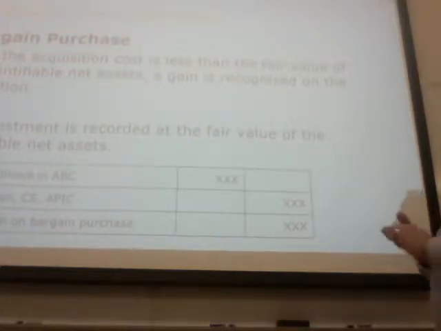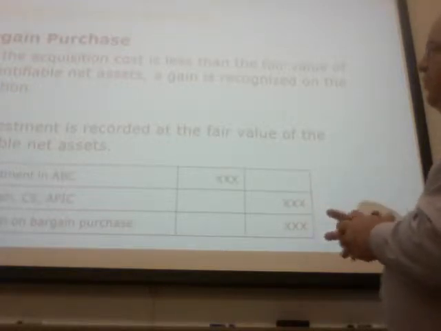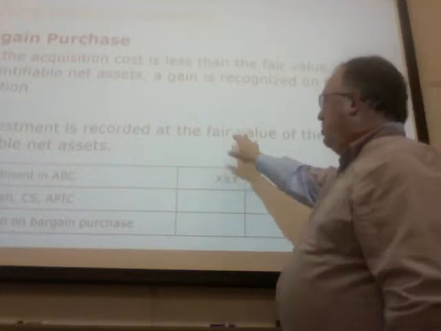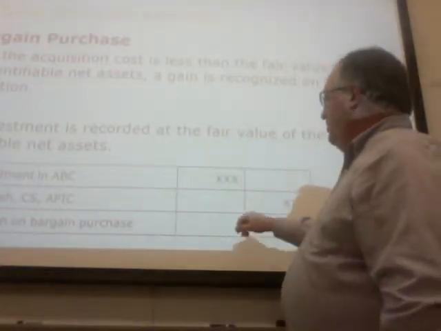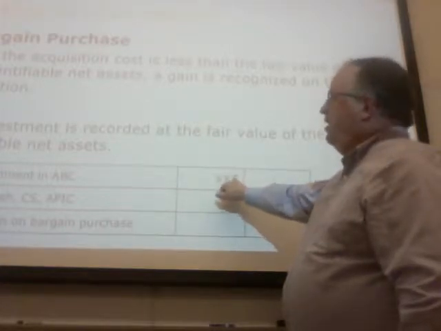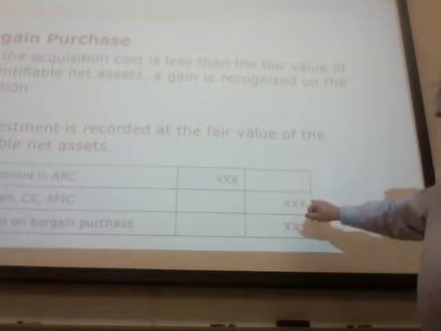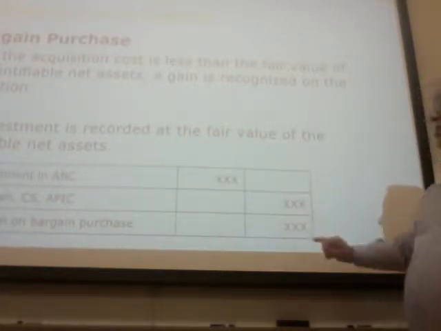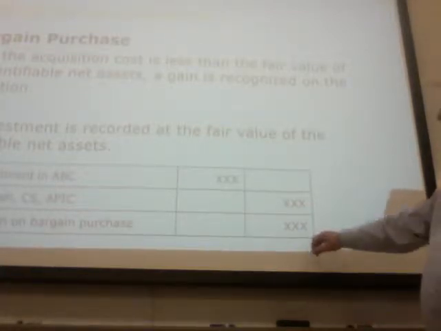Okay, so let's do a bargain purchase example. When the acquisition cost is less than the fair value of the identifiable assets, a gain is recognized on the acquisition, and the investment's recorded at the fair value of the identifiable net assets. So we've got our investment in ABC here with what we paid. There's the cash, common stock, additional paid in capital. There's the consideration that we gave. To make our transaction balance, we recognize the gain on bargain purchase. So that's how we get there.